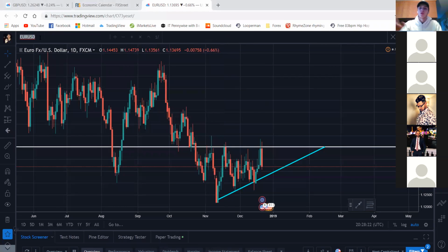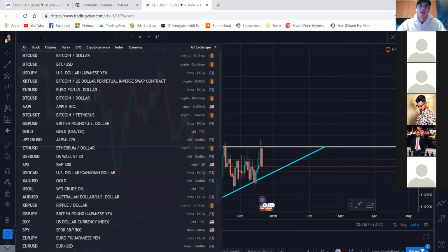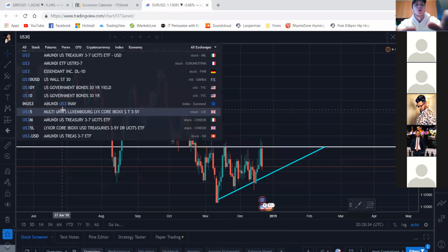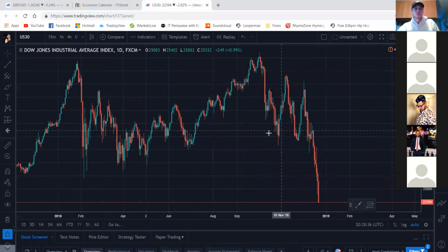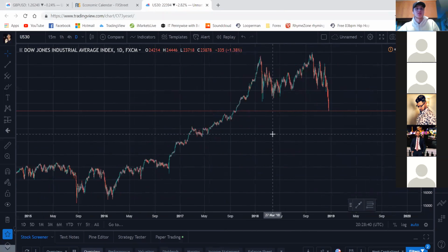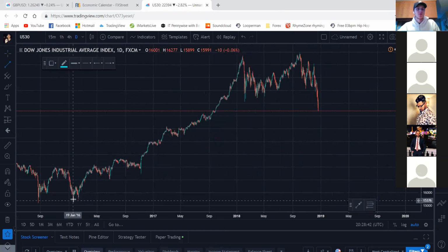Now I'm just going to look at one more thing. I don't trade futures. I don't trade stocks. I don't trade a lot of this, but I just want to show you what happened this last week. And if anybody has been keeping an eye on the news, we're going to look at the US 30. Look at that. This is just a small heads up for you guys.